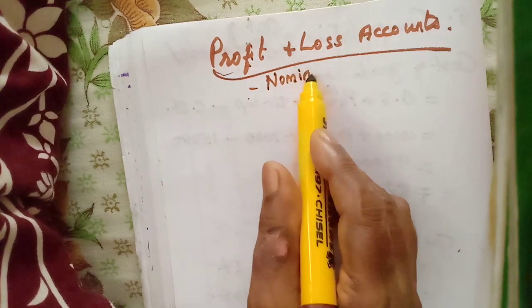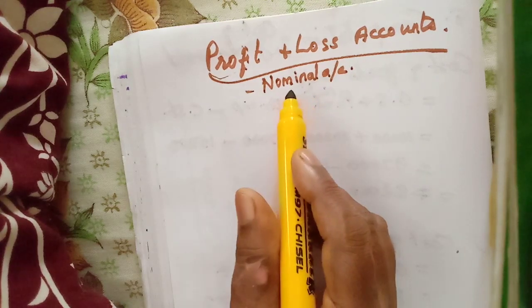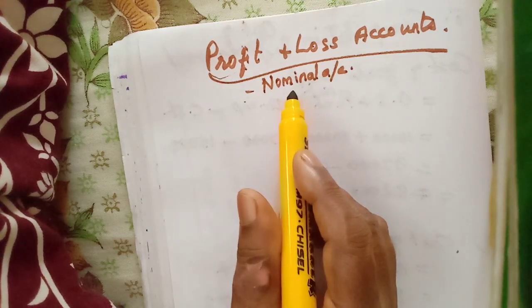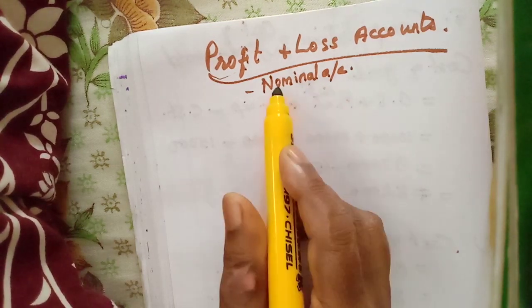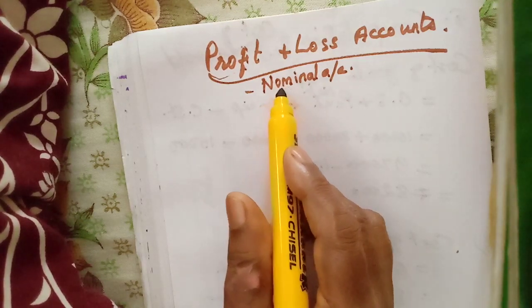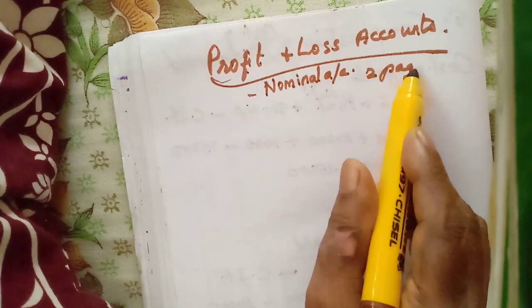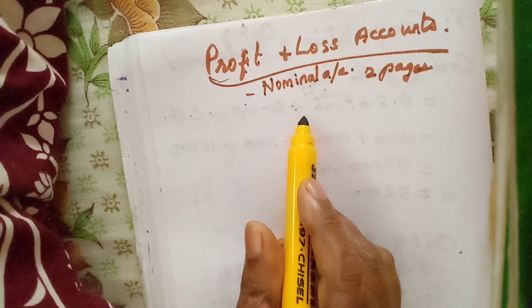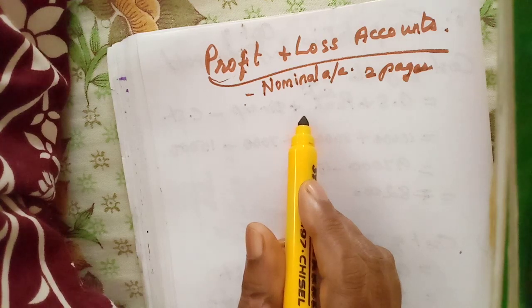So this trading account and this profit and loss account are both nominal accounts. What is the rule for nominal accounts? Debit all expenses and losses and credit all income and gains. In the same way, in the trading and profit and loss account, we have to credit all income and gains, and debit the expenses and losses. Here also we should use 2 pages. On the debit side, all losses and expenses we have to enter.